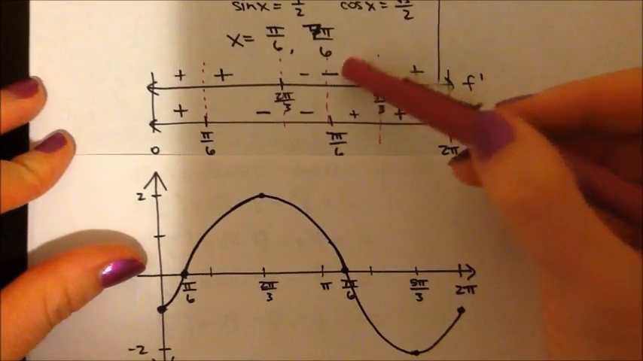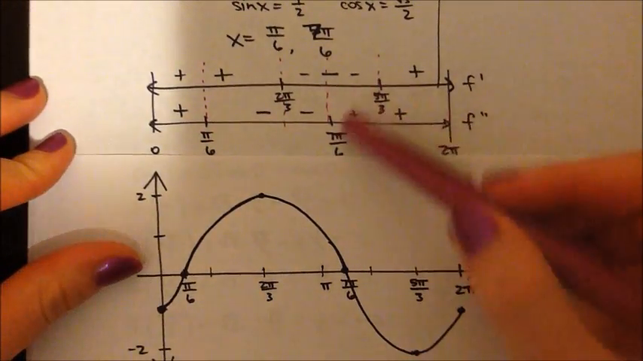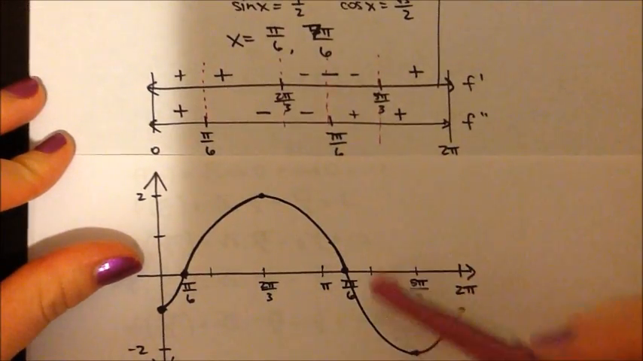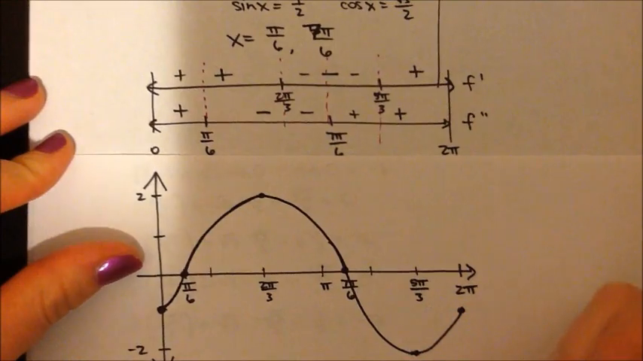My first derivative changes from negative to positive, so this ends up being a min. But again, my concavity is still positive, and so this whole shape is still concave up. And I end here at 2 pi because that's the boundary that they give us on this graph.